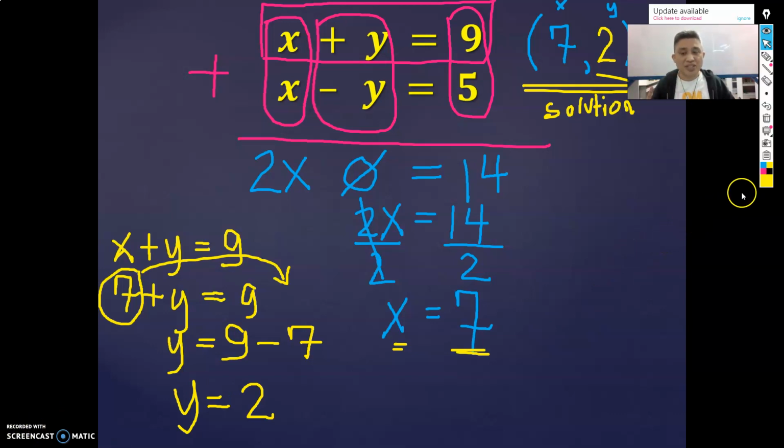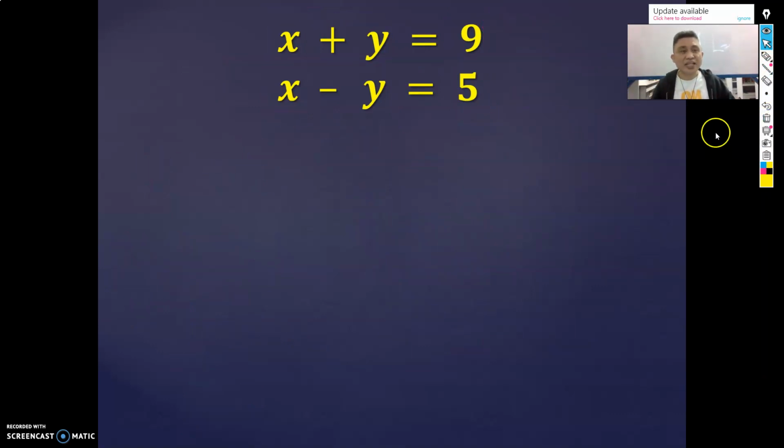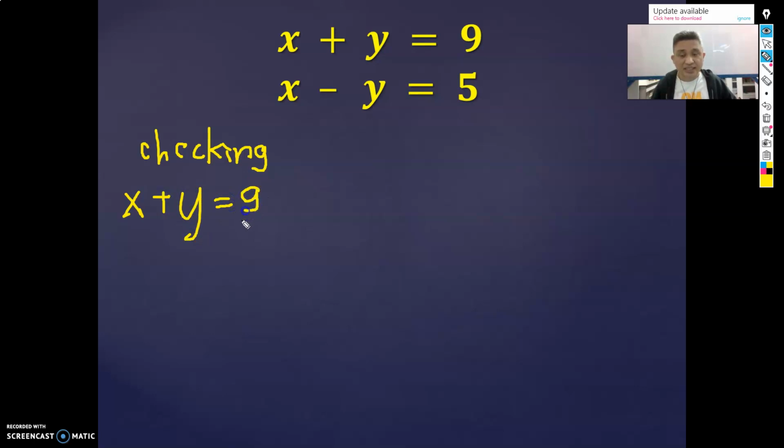So, how do we check it? Let us clear this. Sorry, my handwriting is bad, but this is checking. For every equation with an equal sign, we can check once we have solved the value of x or y. What we do is copy the first equation, x plus y equals 9.